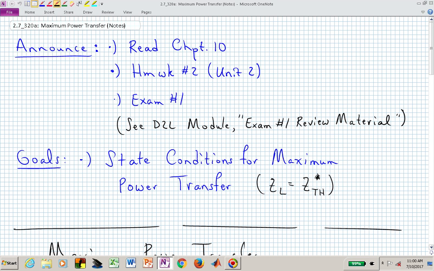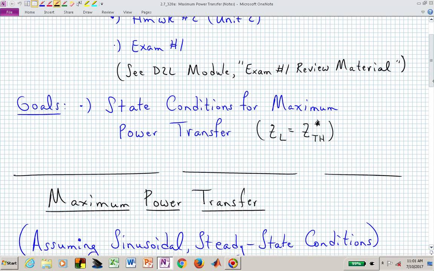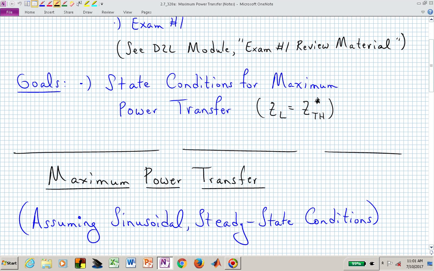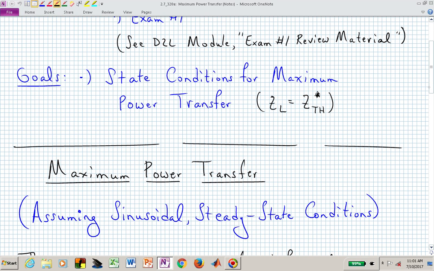Today, what I want to talk about is the relationship between the impedance of the source, which we're calling Z Thevenin, and the impedance of the load. In this segment, we'll state that to transfer the maximum amount of power between the source and the load, we need the load to look like the complex conjugate of the source's impedance. Again, we're dealing with sinusoidal steady state conditions, and we want to know what's going to allow us to transfer the maximum amount of power from the source to the load.